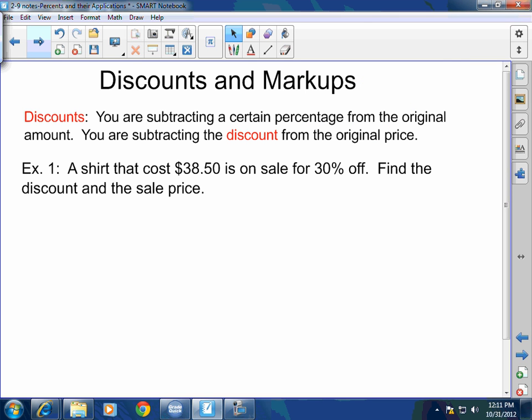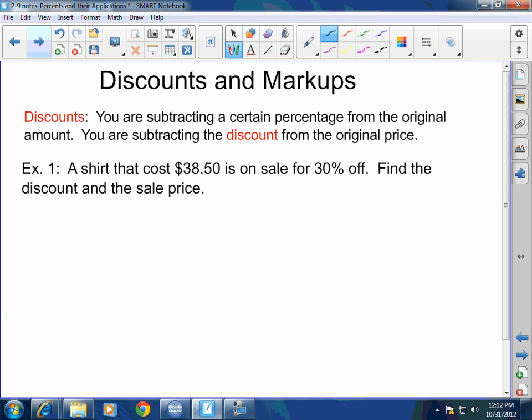Okay. Now, discounts and markups. Hugely important. If you ever plan on buying anything or going out or eating anywhere, going to a restaurant or spending money, going to a sale event, you better know discounts. Okay, you have to. When we're dealing with discounts, you're subtracting a certain percentage from the original amount. In other words, you're going to be subtracting a discount from the original price. So how does this work?